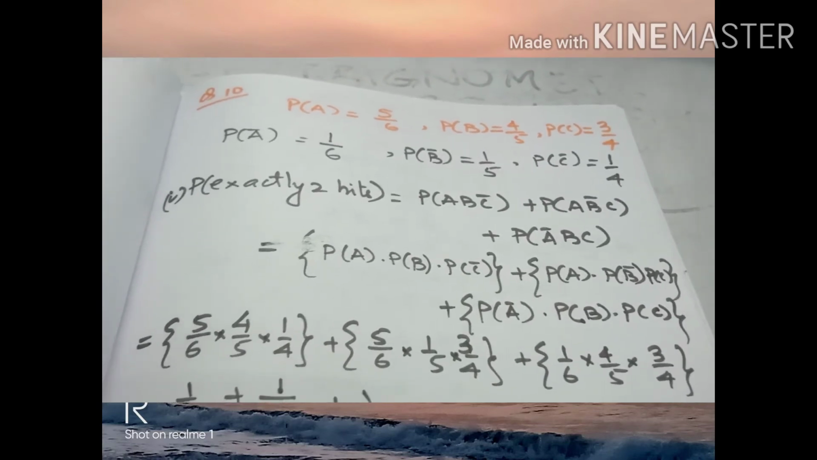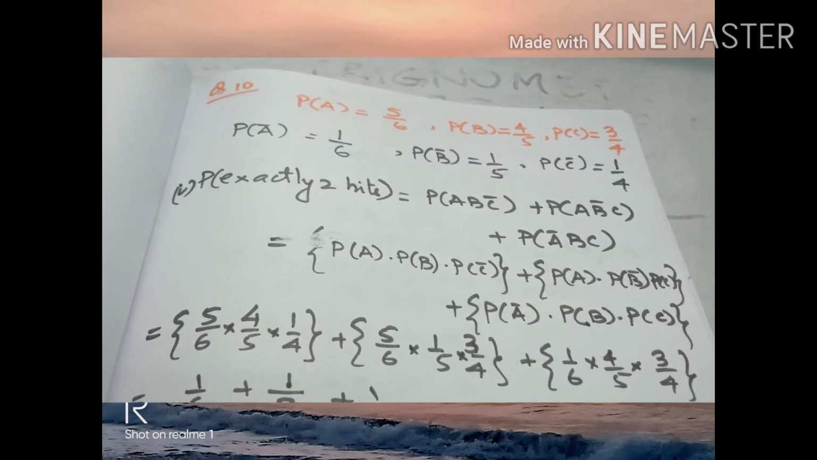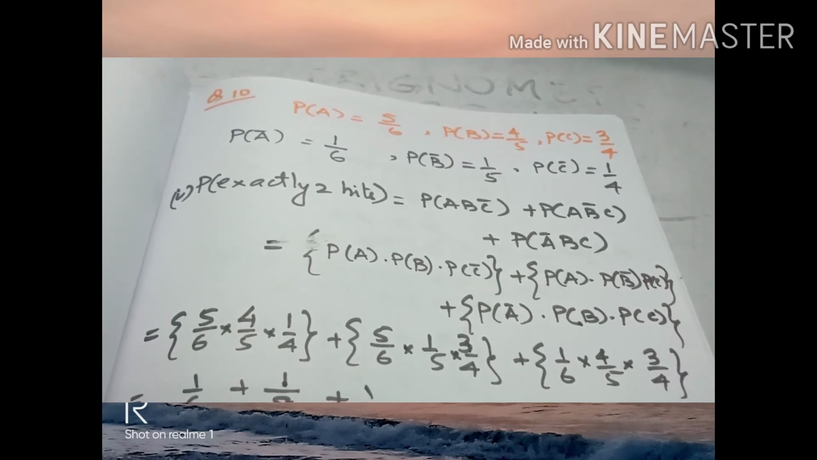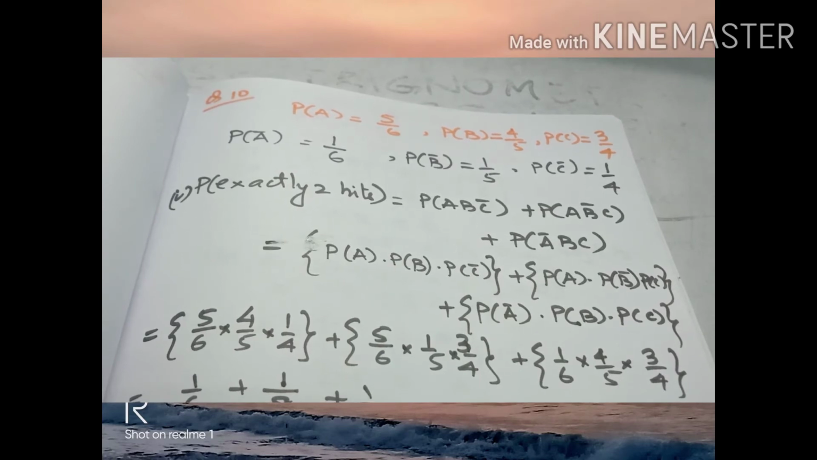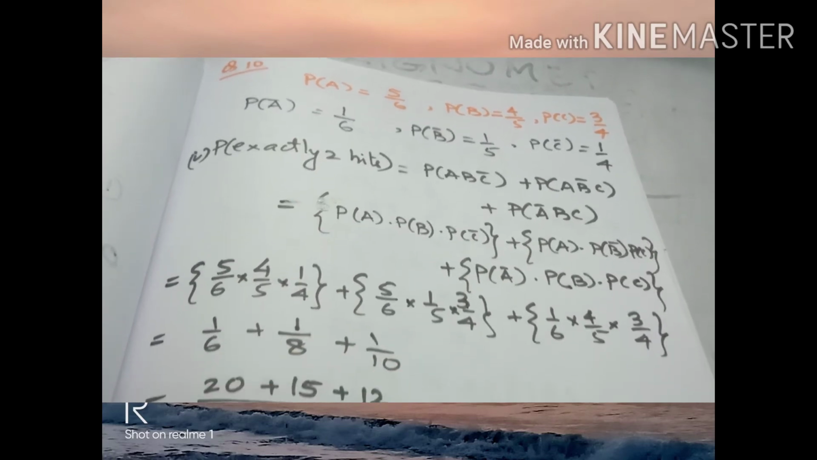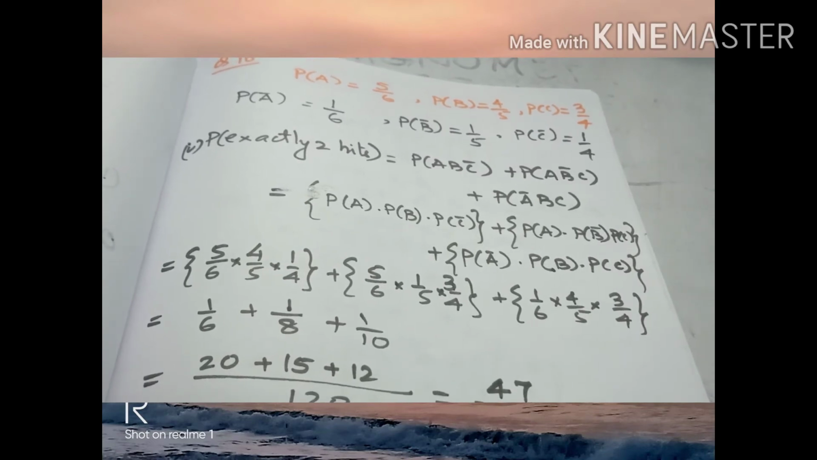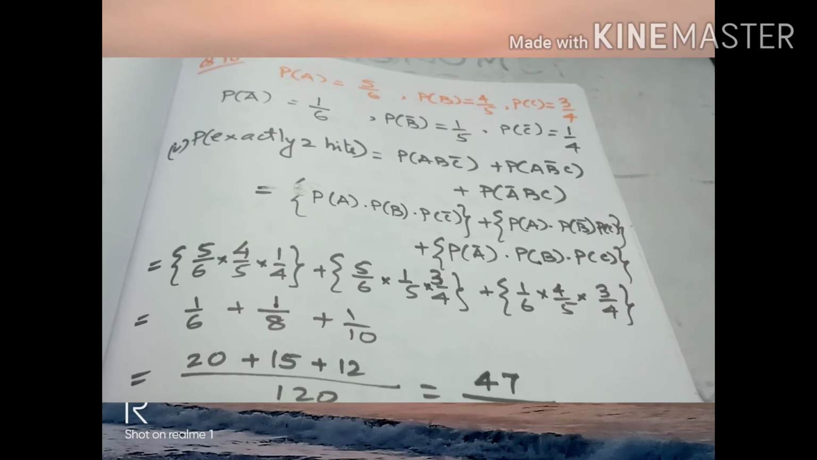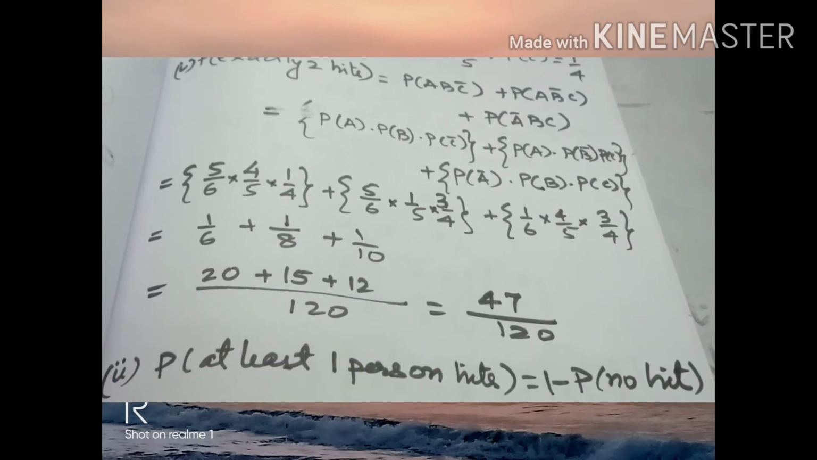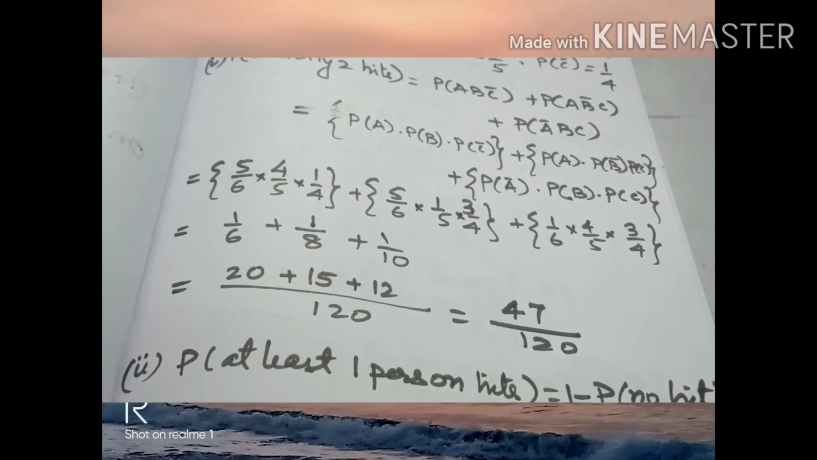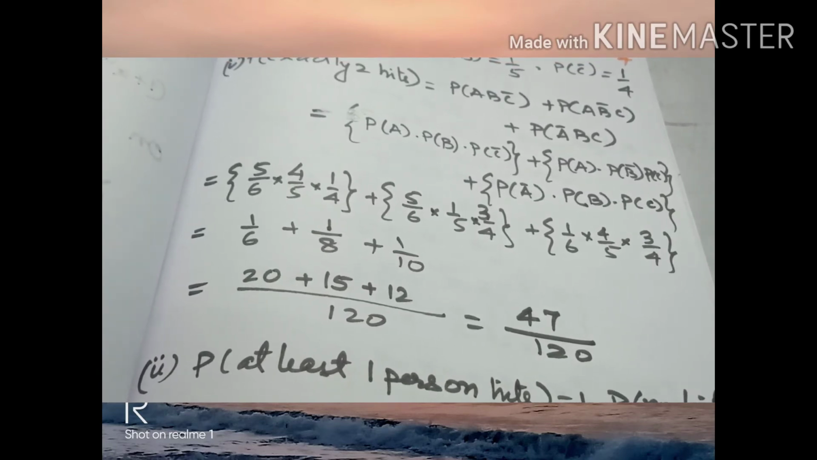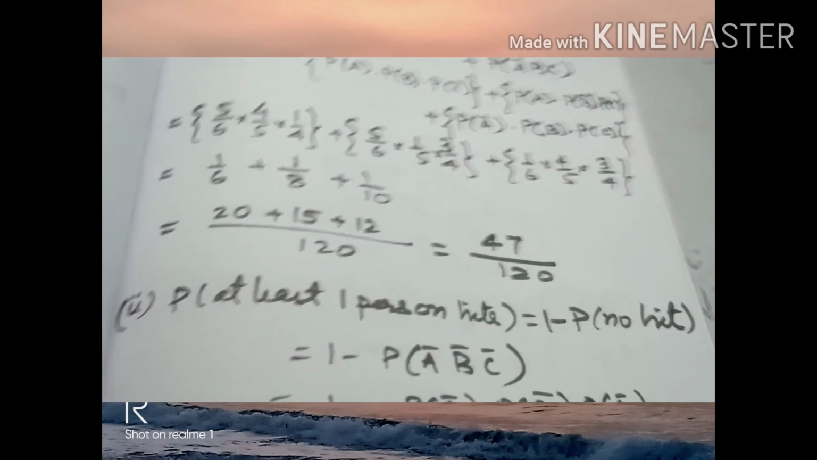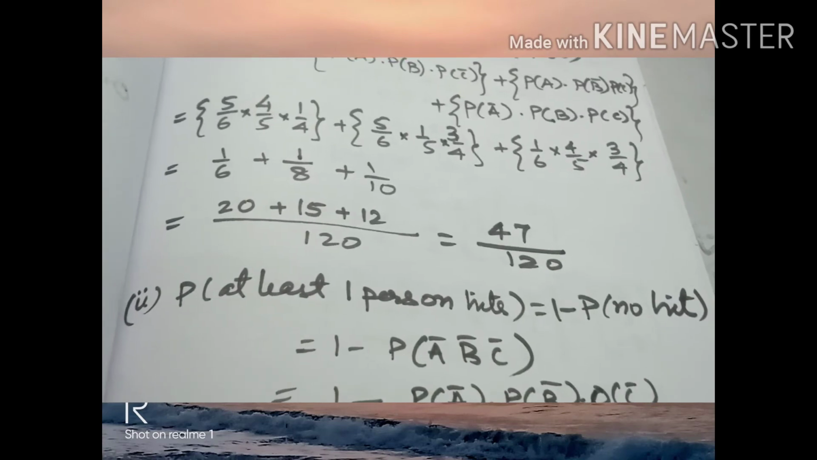So the probability of exactly 2 hits means the probability of A and B hit and C does not hit, or the probability of A hits, B does not hit and C hits, or the probability of A does not hit, B hits and C hits. Exactly 2 hits. Since they are independent events, P of A into P of B into P of C bar and so on. Then putting the required values of P of A, P of B, P of C bar, wherever required, finally we get the probability of exactly 2 hits.